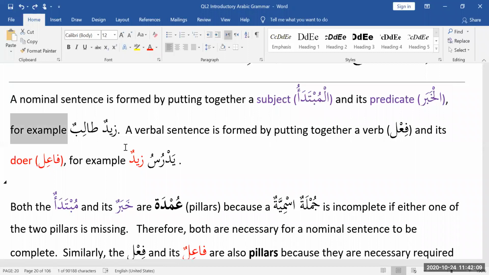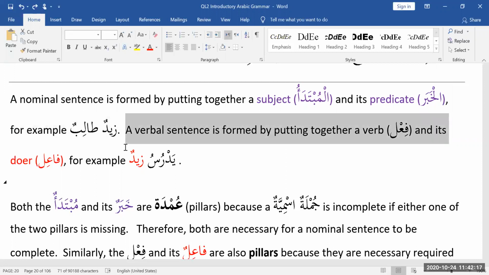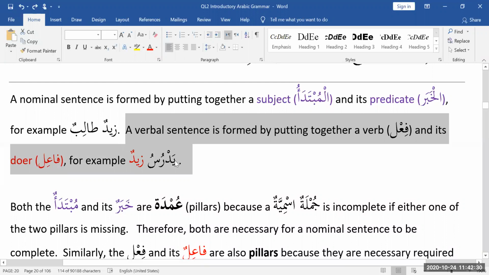For example, Zaydun Talibun, Zayd is mubtada and Talibun is khabar. On the other hand, a verbal sentence is formed by putting together a verb fi'l and its fa'il doer. Remember from the previous level, we learned that the fa'il always comes after. For example, yadrusu Zaydun.